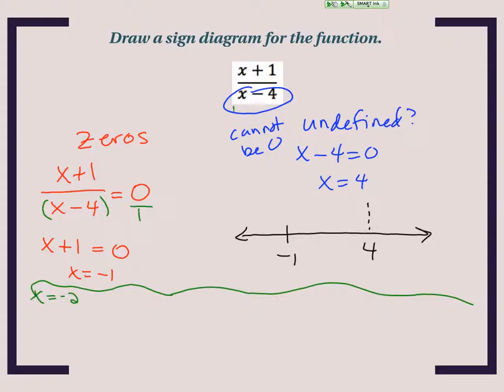So if I plug it in, I've got negative 2 plus 1 over negative 2 minus 4. And I'm really just looking to find out, do I get a positive answer or a negative answer? So now I end up with negative 1 over negative 6. Well, those negatives cancel out. So it's positive 1/6. So I'll put a plus sign in that section. If I get a negative answer, I put a minus sign. If I get a positive answer, I put a plus sign in that section.